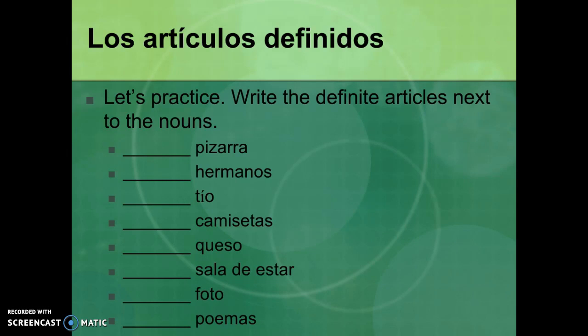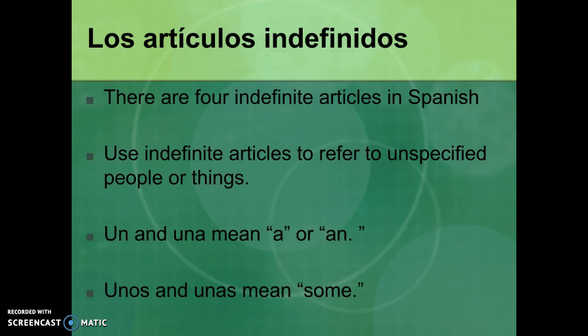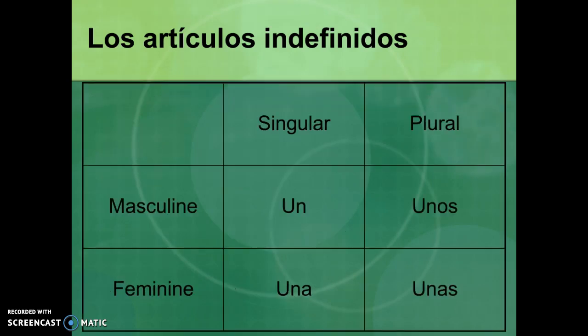The next topic that we're going to talk about are the indefinite articles. Just like the definite articles, there are 4 in Spanish. We use the indefinite articles to refer to unspecified people or things. For example, a book. It's not specifically the book over there, it's just, in general, a book. Un and una can mean a or an, while unos and unas mean some.